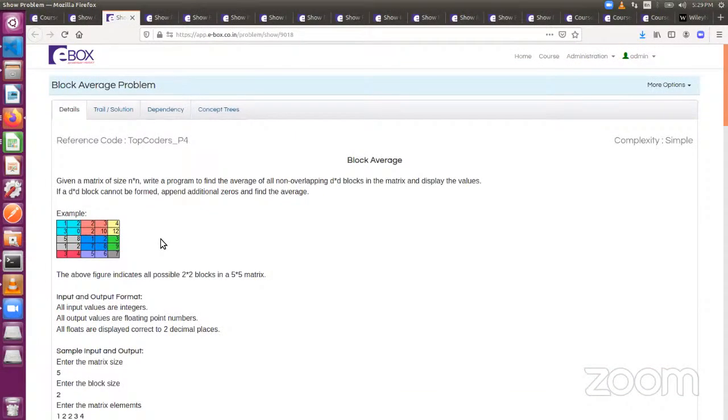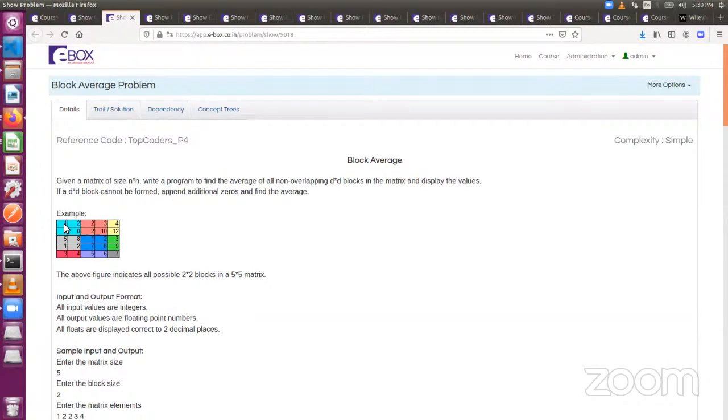Okay, so this is quite an interesting problem. Given a matrix of size n cross n, write a program to find the average of all non-overlapping d cross d blocks in the matrix and display the values. If a d cross d block cannot be formed, append additional zeros and find the average.